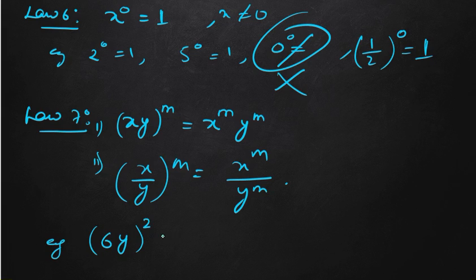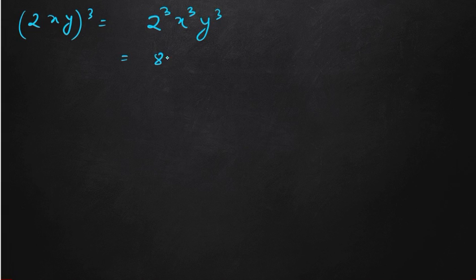Okay, suppose you see an example, (6y) power 2. That means this 2 will be the power of 6 as well as of y. So it will be 6 square, 6 square means 6 into 6, 36 y square, like this. Okay. Suppose we have more than two numbers, for example (2xy) whole power 3. That means this 3 will be the power of 2, of x and of y also. So 2 power 3 will be 8, 8 x power 3 y power 3, like this.